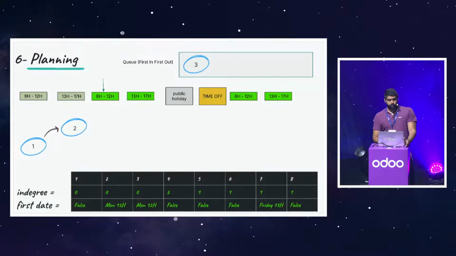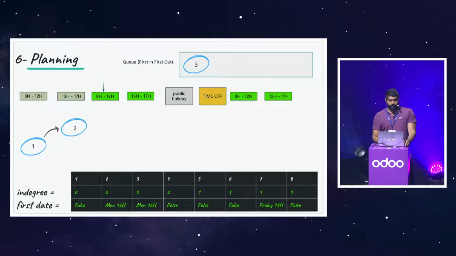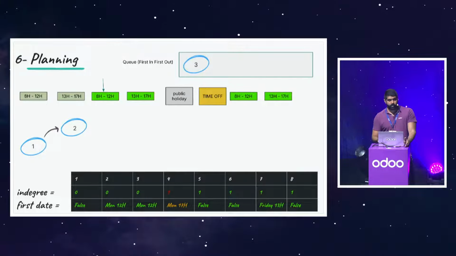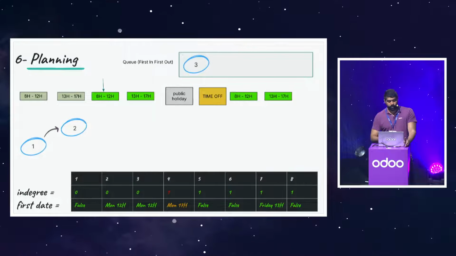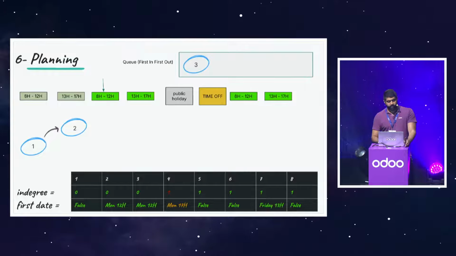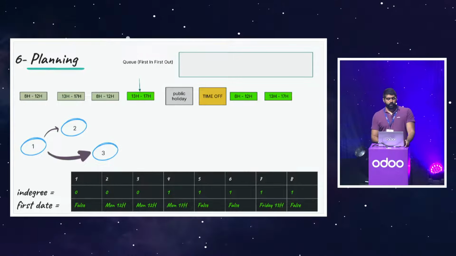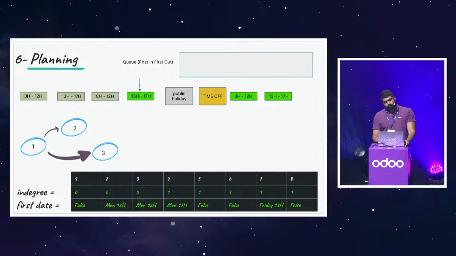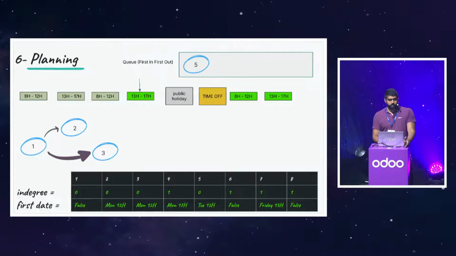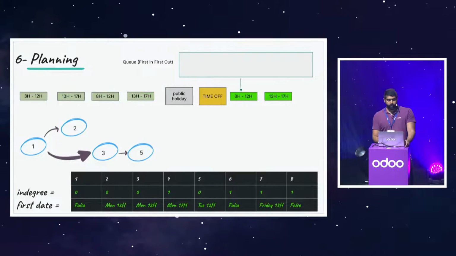So we continue, we pop 2, we plan it, we advance our pointer, we update the in degree of task 4, now it's 1. We still wait for task 5 to be planned to be able to plan task 4. We update the first date, so task 4 cannot be planned before the end date of 2. We pop 3, we plan it, we advance our pointer, we update the in degree of 5, now it's 0. 0 means that it's ready for planning. We push it in the queue, we pop it, we advance.